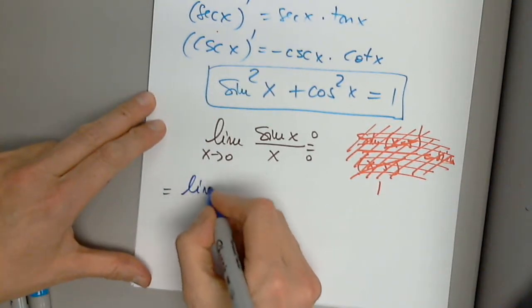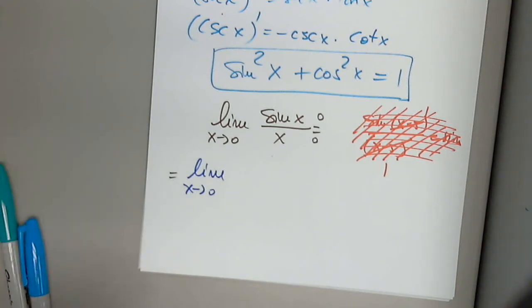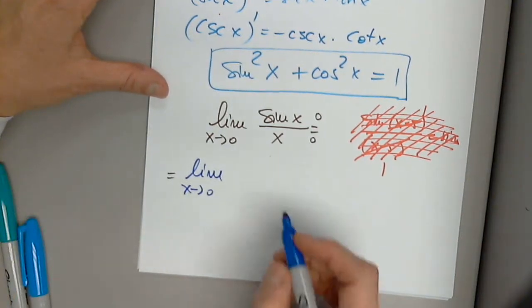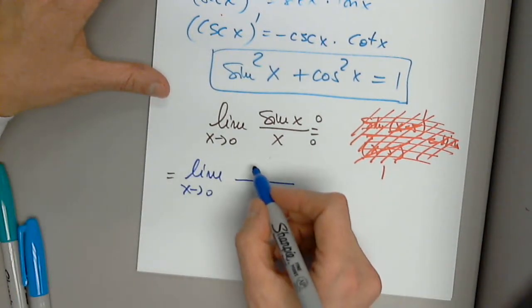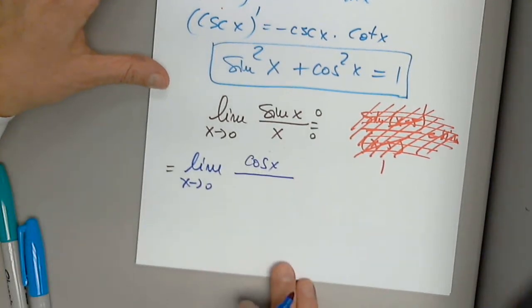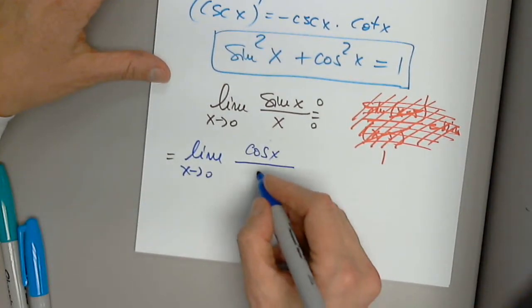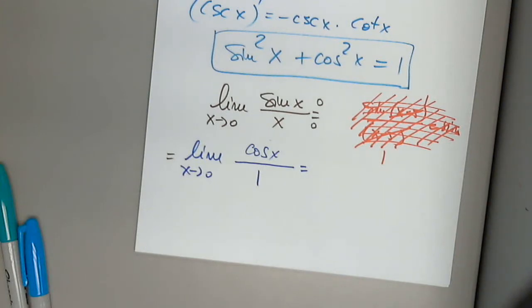So this is limit as x approaches 0. What did we say the derivative of sine equal to? Very good. What is the derivative of x? And now please tell me what is this answer. How much is cosine 0? 1. And we did not need any graph.